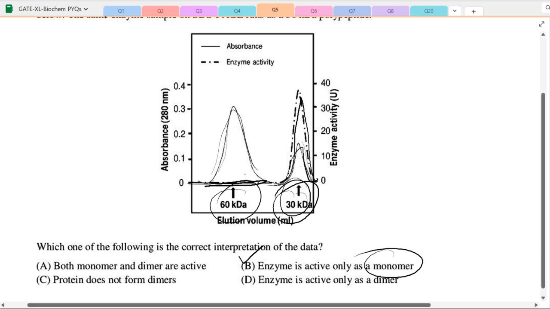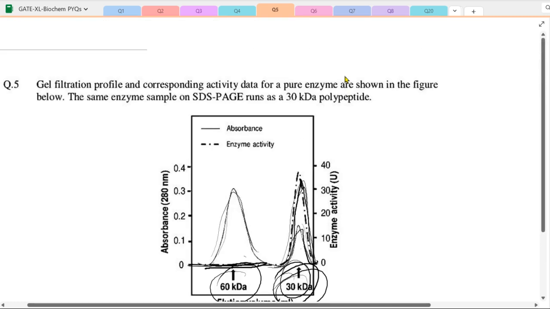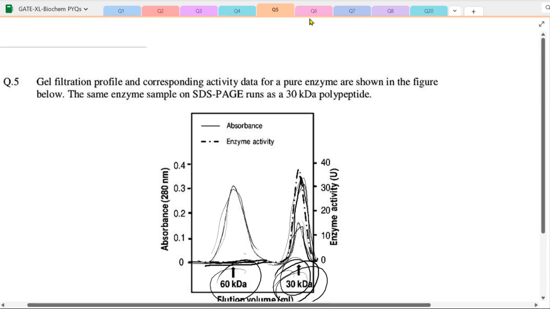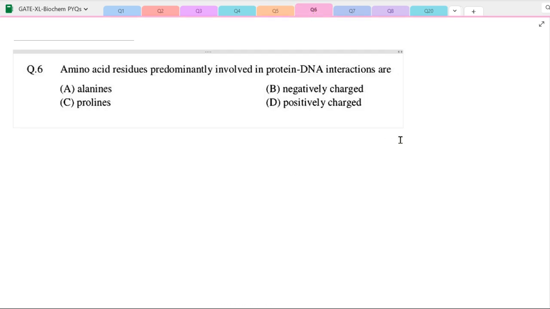However, when it is a monomer, that is in terms of 30 kilodalton, the enzyme activity is really high, as seen in the total enzyme activity unit here. So the correct answer here is option B, that is, the enzyme is active only as a monomer. So this is a very simple interpretation that you can do from the given graph. Moving on to the next question.